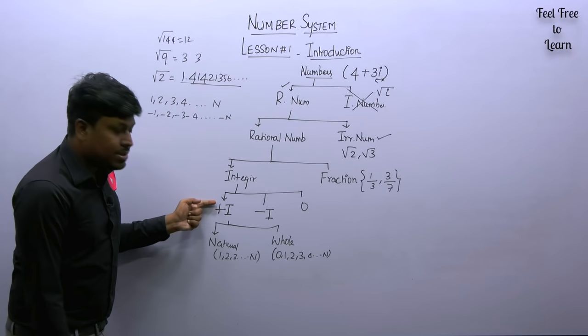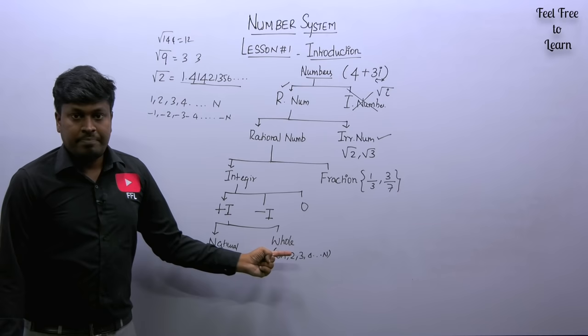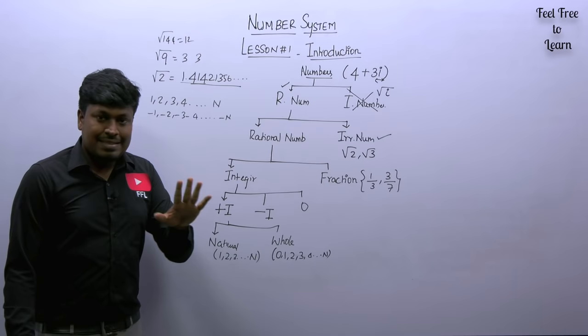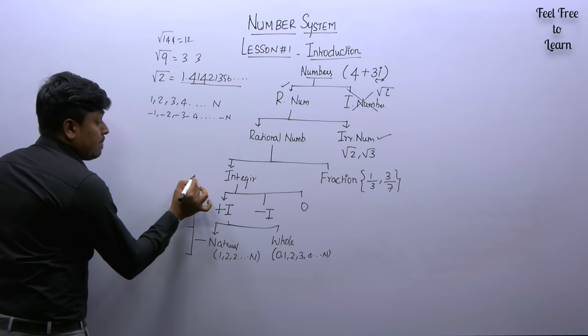So a positive integer can be separated into natural numbers and whole numbers. A natural number is a series that starts from 1. A series that starts from 0 is called a whole number. Got it? The last step: the natural numbers are separated into four important parts. There are many parts, but I'm teaching you only the four that are important for competitive exams.